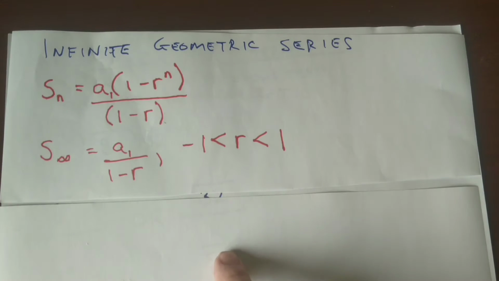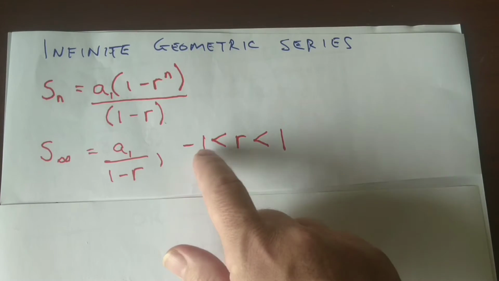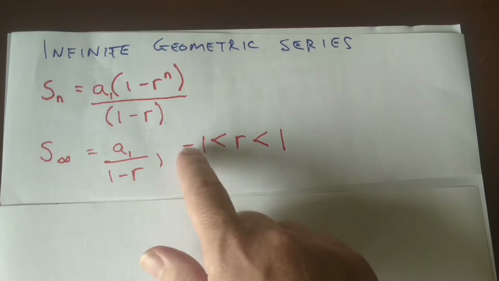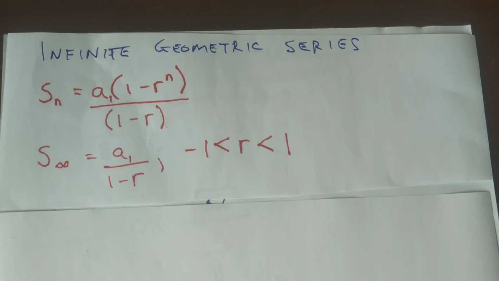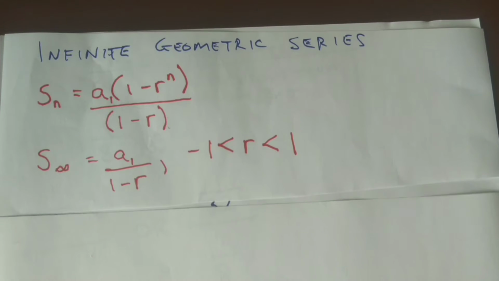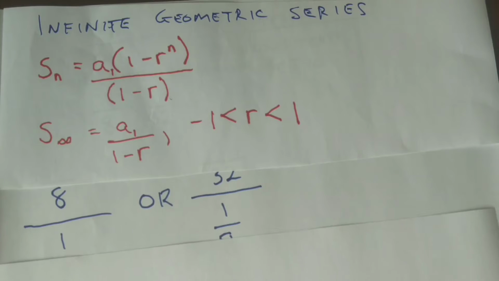In order for these to work, R has to be between -1 and 1, not including -1 and 1. So it's got to be greater than -1, less than 1. All right, we're going to proceed now. Hopefully you can pause this and write down the formulas.